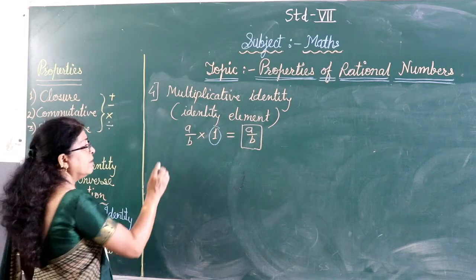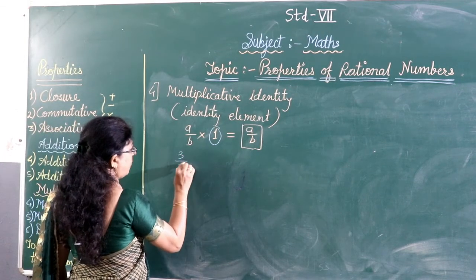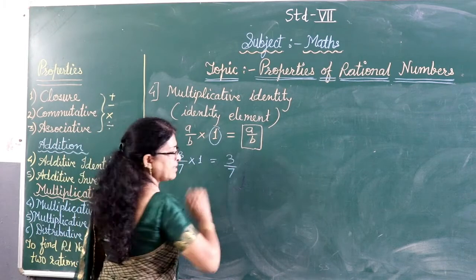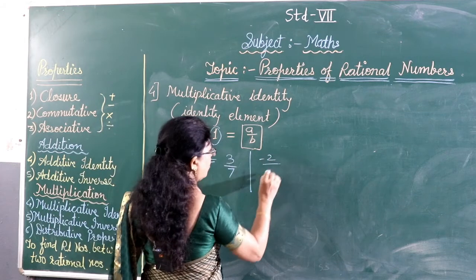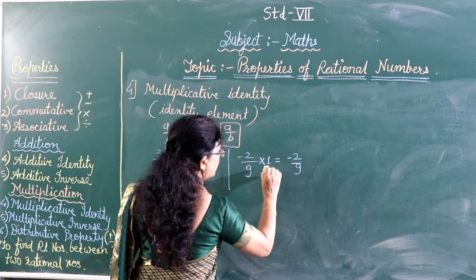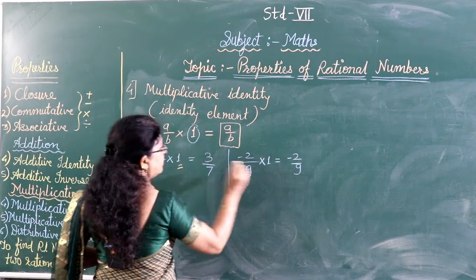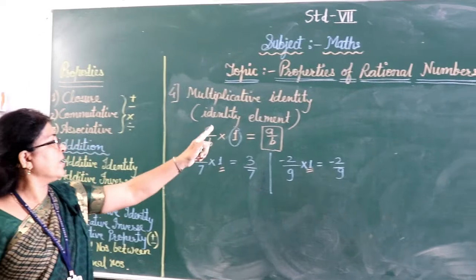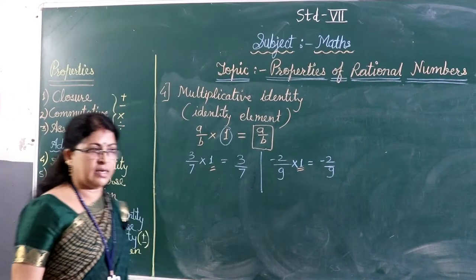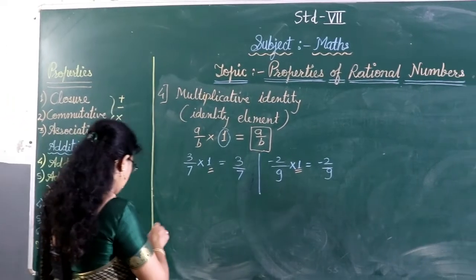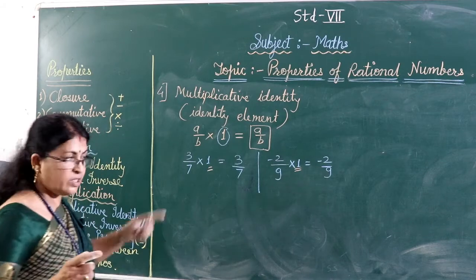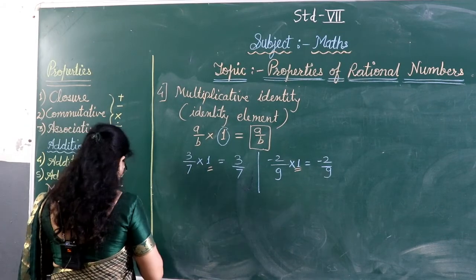Now we will apply it to an example, any rational number, 3 upon 7. When you multiply this by 1, we get the same answer, 3 by 7. Similarly, minus 2 upon 9: when you multiply by 1, you get the same answer. So this 1 is the multiplicative identity, or identity element, of multiplication. When we multiply any number by 1, we get the same answer. Then we will come to the next part, multiplicative inverse. Is this point clear?